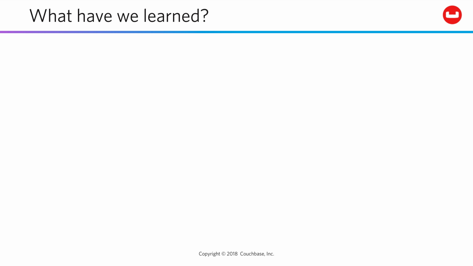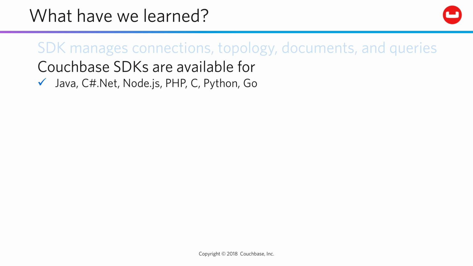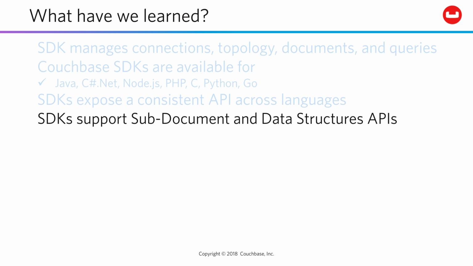So what have we learned? Well, the Couchbase SDK manages your connections, documents, operations, and queries, and is automatically aware of your cluster topology and service distribution. Couchbase supports SDKs for Java, C#.NET, Node.js, PHP, C, Python, and Go, all of which expose a consistent API regardless of language and environment. The SDKs also support subdocument and data structure APIs.